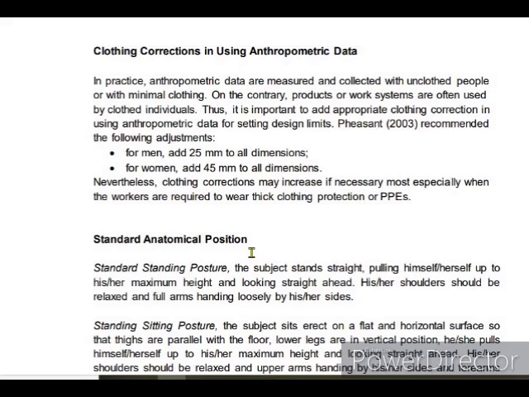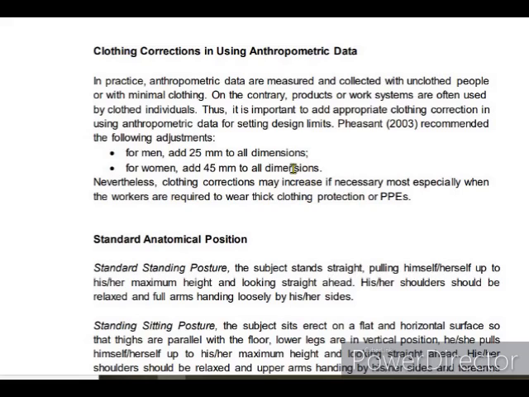In reality, workers use clothing, just like gloves. For example, a mechanical worker uses gloves to protect his hands. So we should also consider the measurement of the thickness of the gloves. We should include it in our measurement. FESAN 2003, a study, recommends the following adjustments. For men, add 25 millimeters to all dimensions.